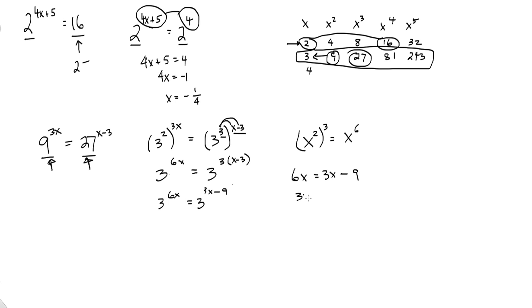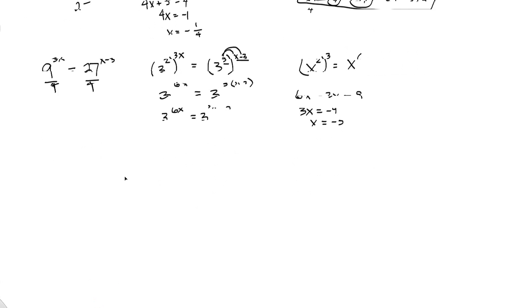Subtract our 3x. We get 3x equals negative 9. Divide by 3, x equals negative 3. There's our answer: x equals negative 3. Okay? Let's do another one.